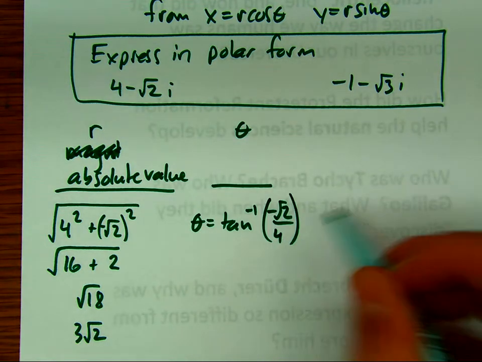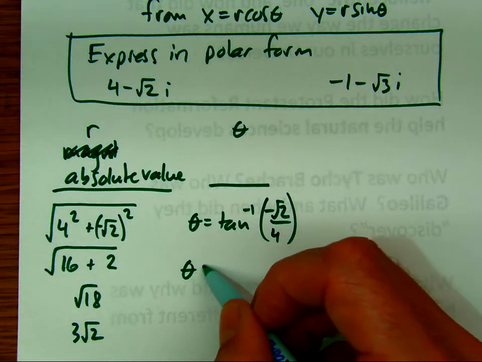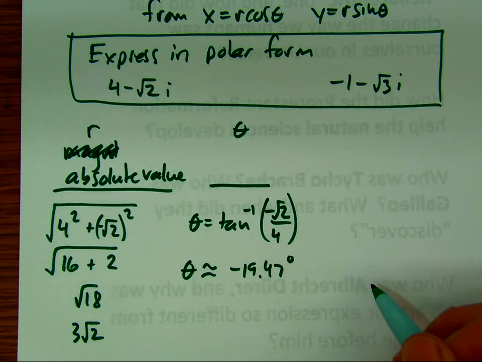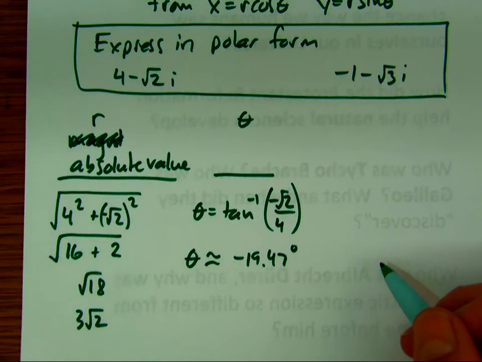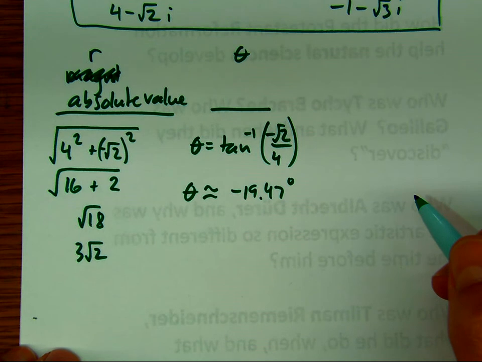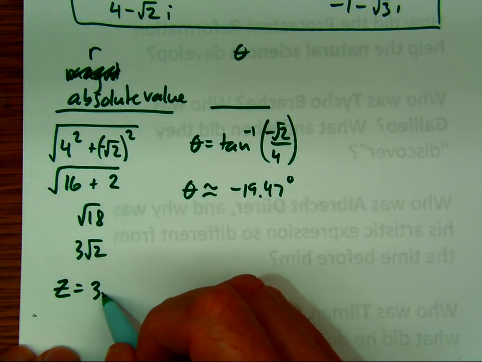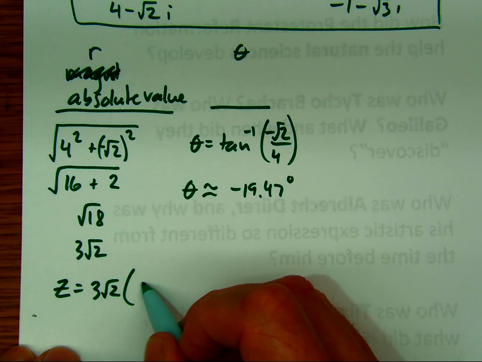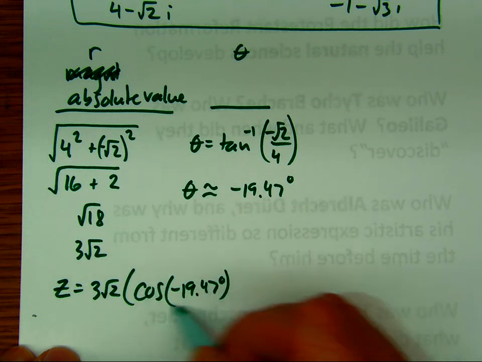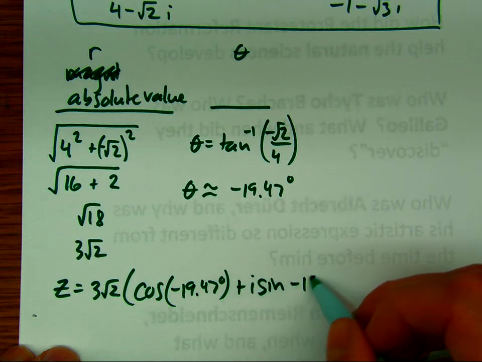We saw that with polar coordinates, y over x. So theta is approximately negative 19.47 degrees. And if we're going to write that in polar form, we'll have z equals r cosine negative 19.47 plus i sine negative 19.47.